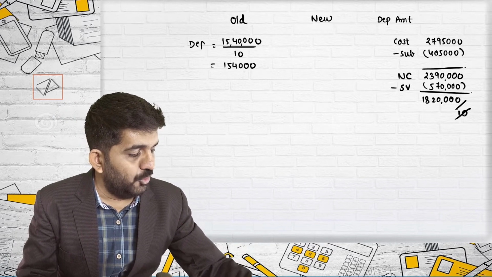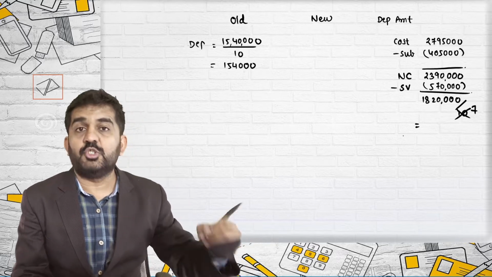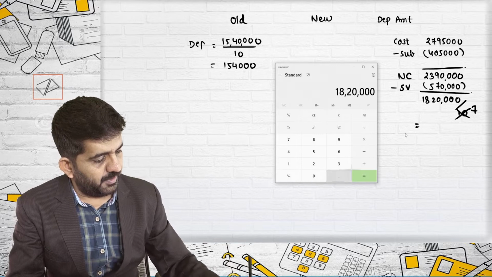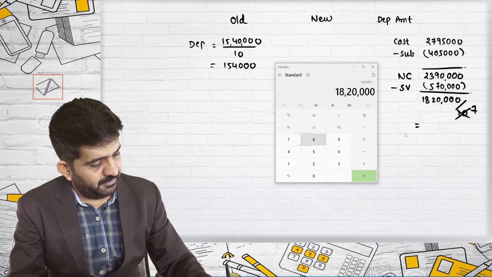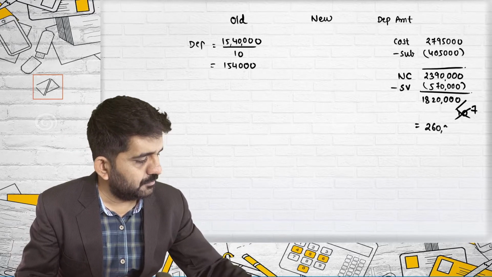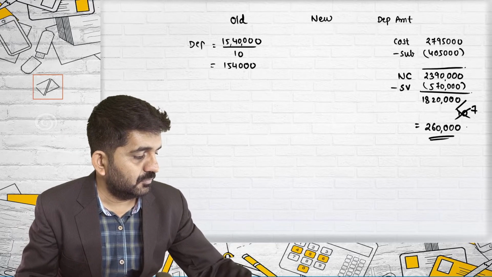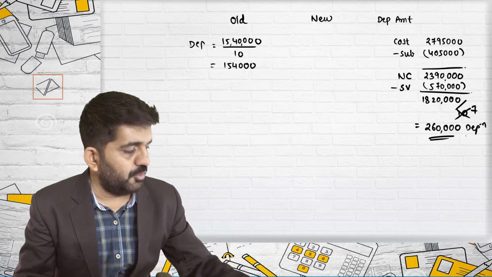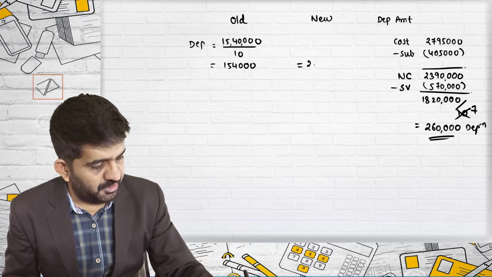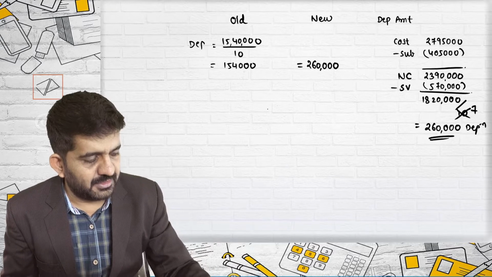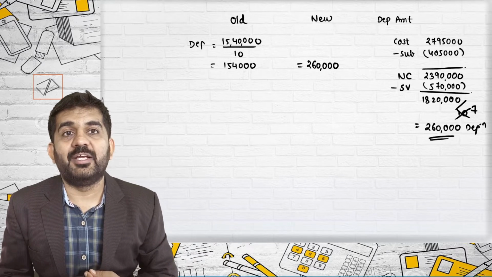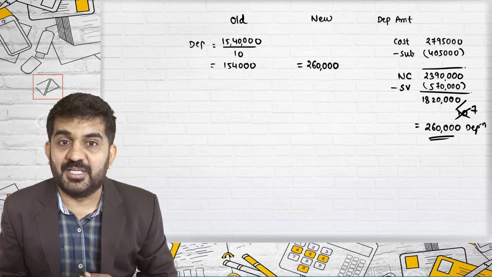Divided by 10, no, divided by 7. This machine will be used only for 7 years. That's a CNC machine. 18,20,000 divided by 7 is 2,60,000. This will be the depreciation for the new machine. So the depreciation for the new machine is 2,60,000. Try to concentrate on how to find out the tax benefit for replacement.